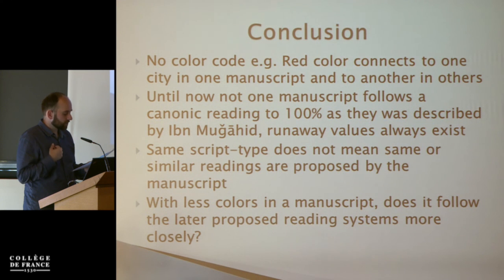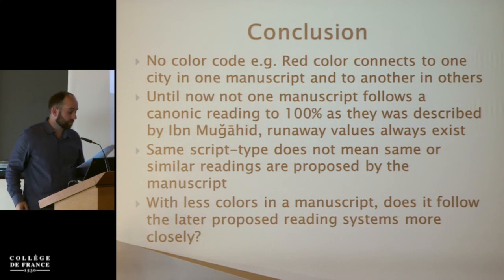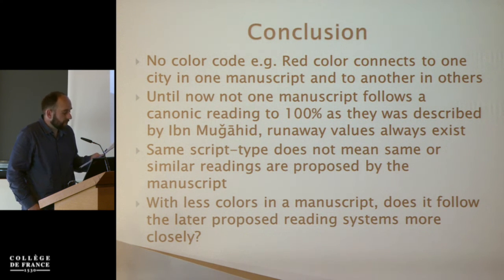We also can say at the moment that it appears as if manuscripts belonging to Fusṭāṭ written in a specific script type do not always showcase the same readings, meaning that a manuscript written for example in script type D1 can have a red-colored reading in one manuscript connected maybe to Medina, and another manuscript featuring that script type, the red-colored reading could connect to Kufa or any other city.